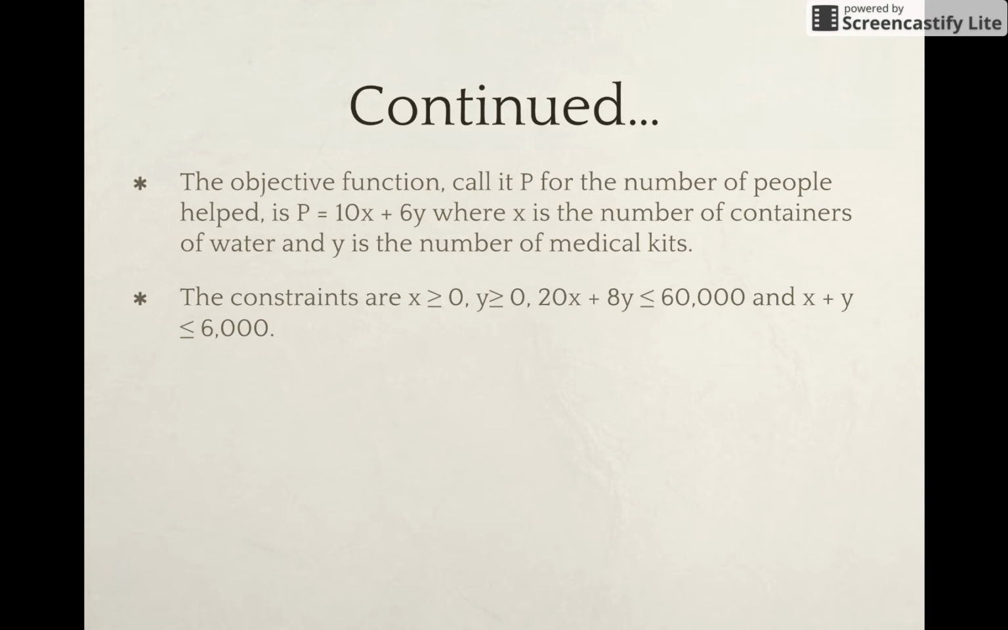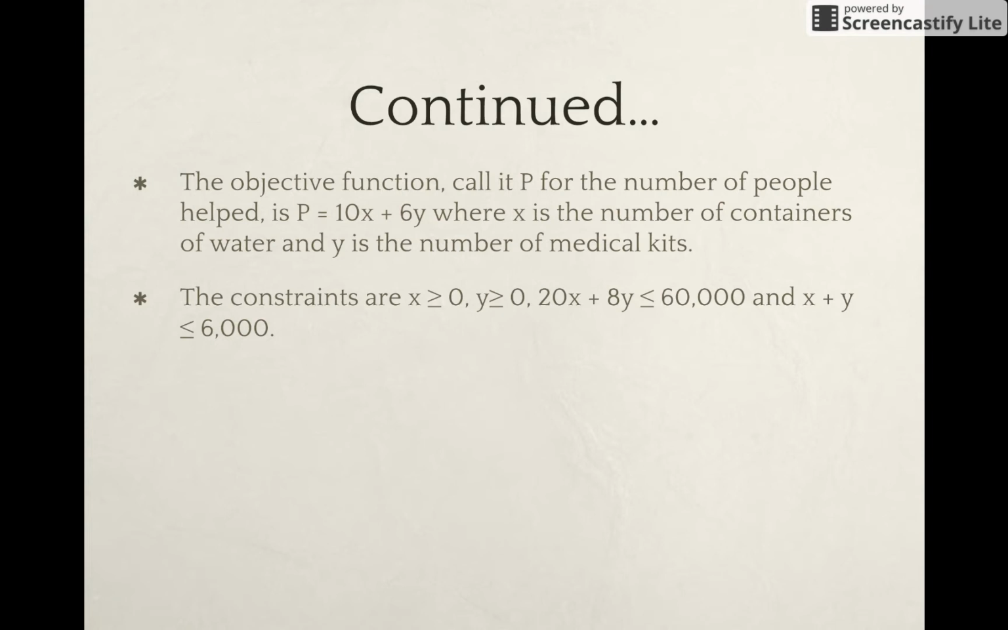The constraints in this problem are x is greater than or equal to 0, where x represents the number of containers of water, and y is greater than or equal to 0, where y represents the number of medical kits. It's simply saying that we are going to carry 0 containers of water and up, and 0 medical kits and up.